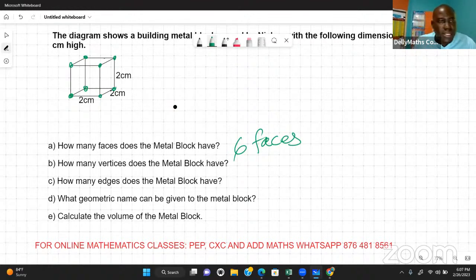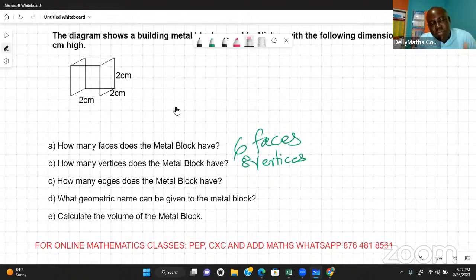All right, so we see that we're looking at 8 vertices. Let's mark it, 8 vertices. And then now let's take that off. The next question is asking for the edges. How many edges are we looking at?